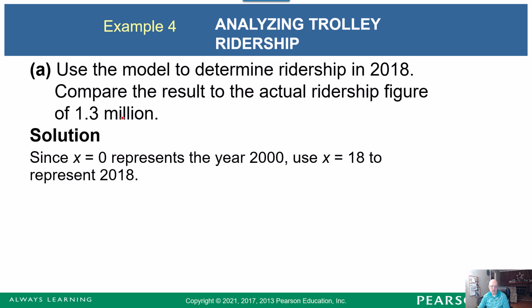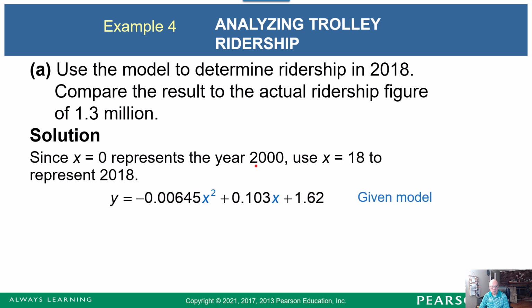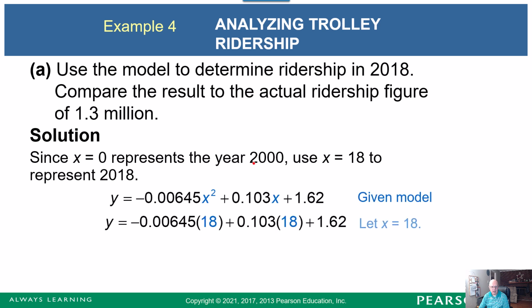So the actual ridership was 1.3 million. If we put the 18 in, what do we get? There's the 18 in, and I've made a small mistake here. That's supposed to be squared, right? But you would have gotten that correct. And you get about 1.4 million, which isn't too far off. It's a little bit over the 1.3, which was the actual.